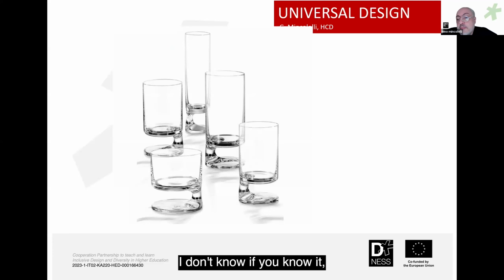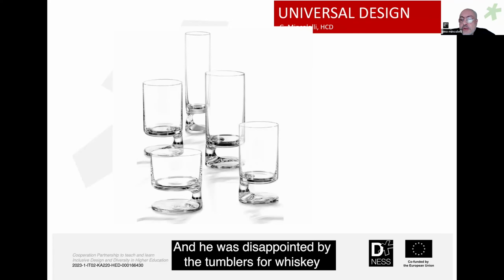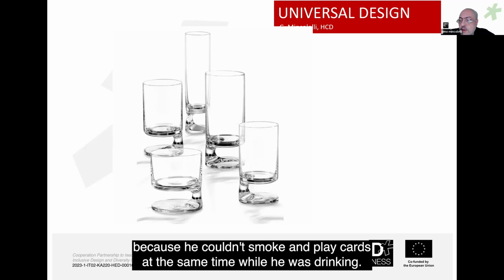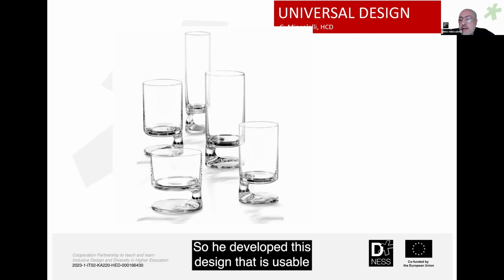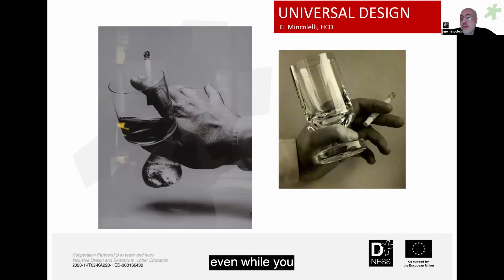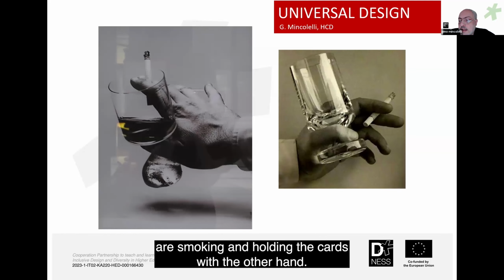I don't know if you know this. This is a glass made by Gio Colombo, who was a famous designer. He was a poker player, an alcoholic, and a cigar smoker. And he was disappointed by the tumblers for whiskey, because he couldn't smoke and play cards at the same time while he was drinking. So he developed this glass that is usable even while you are smoking and holding the cards with the other hand.